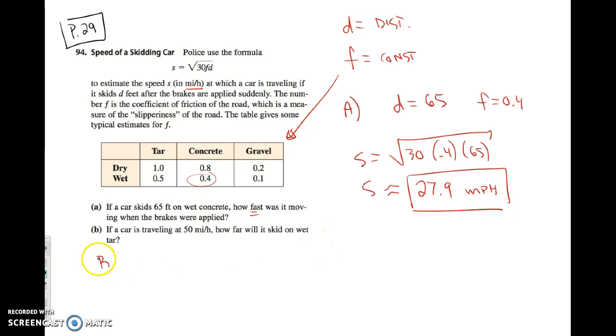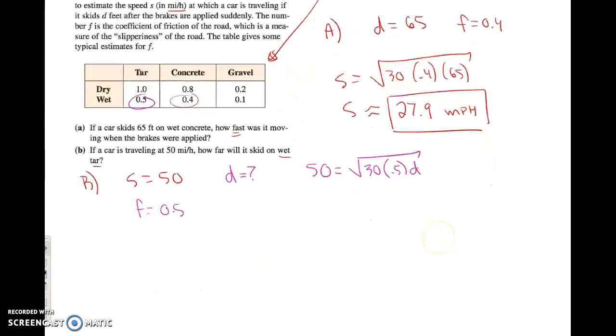Part B. If a car is traveling 50 miles per hour, so that's a speed, how far will it skid? I want to find D if we're on wet tar. Different color, wet tar. Ooh, a nice purple. Wet tar is 0.5. So F is 0.5. So plug in the values. S is 50. Square root of 30. F is 0.5. And, oops, I'm sorry, this is D, that's my unknown. Times D. So I need to solve this equation for D.